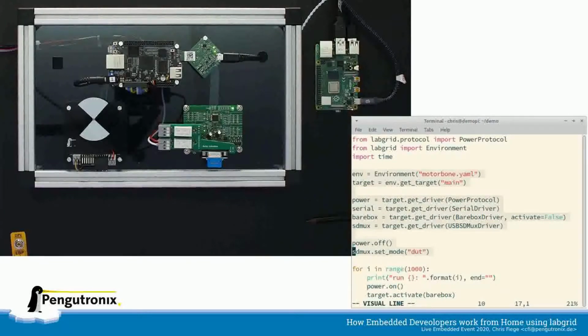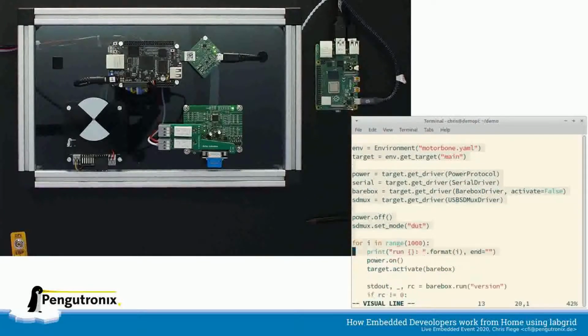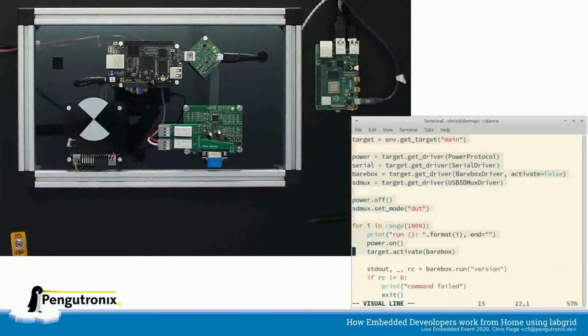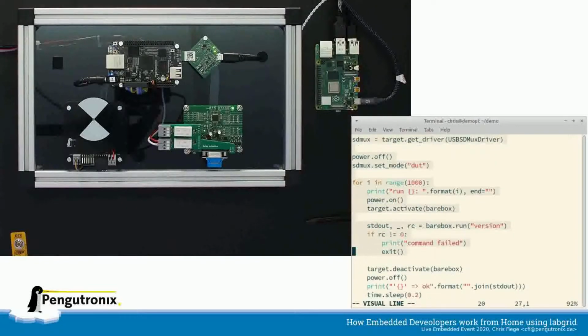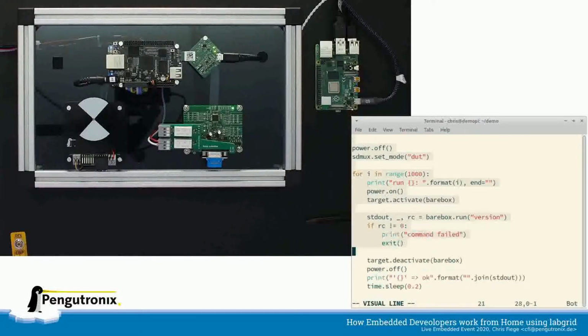And now for the next 1,000 times, we'll just power on our device under test, capture our device in the bootloader, and then, for the sake of simplicity, let's assume there is a bug in this version command that we want to find. So we will just execute this version command and check if it was successful. If not, we'll just end the script and leave our device under test in this broken state so we can have a look at what happened there. Otherwise, we'll power off our device under test, wait a brief moment, and start all over again.